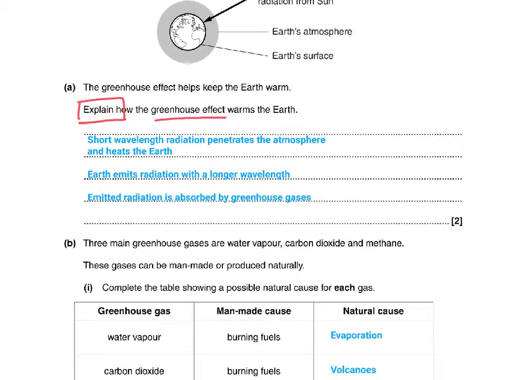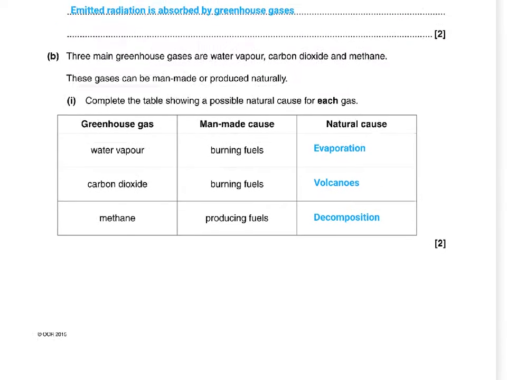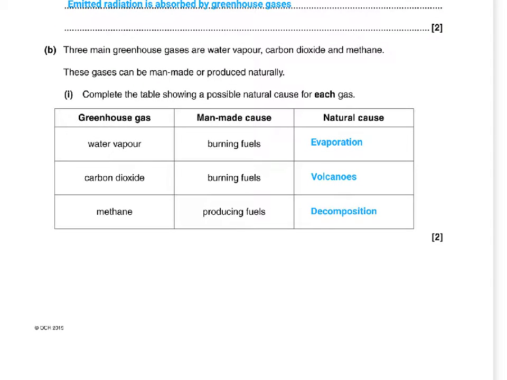So, moving on to the next part of the question, just scroll this up. Part B. Three main greenhouse gases are water vapour, carbon dioxide and methane. These gases can be man-made or produced naturally. Complete the table showing a possible natural cause for each gas.